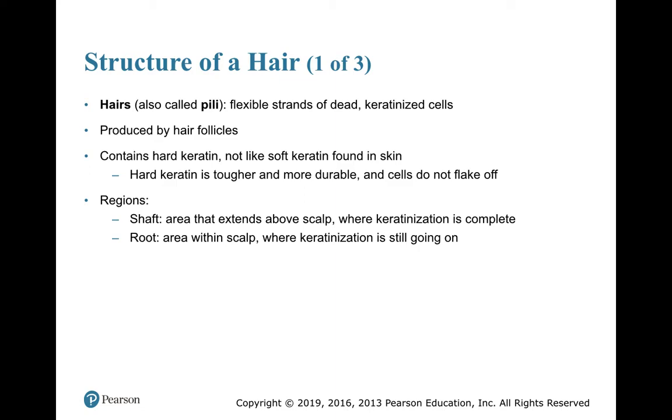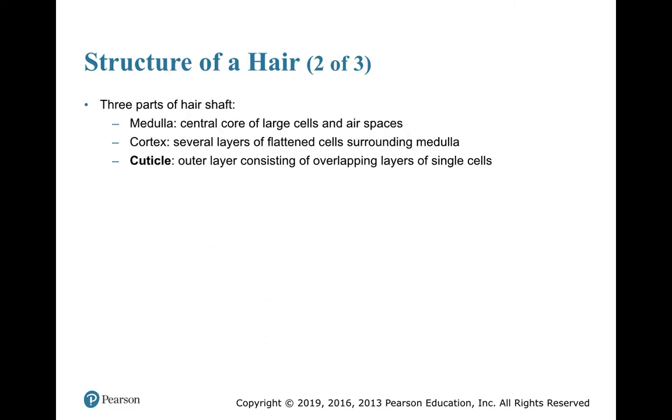The hair is divided into the shaft, which is anything above the scalp, where keratinization is complete, and a root, which is within the scalp, and that's where keratinization is still going on. 3 parts to that shaft include the medulla, the cortex, and the cuticle. The medulla is the central core. Large cells and air spaces are found in there. The cortex is several layers of flattened cells that surround that medulla. And the cuticle is the outer layer where we have overlapping layers of single cells.